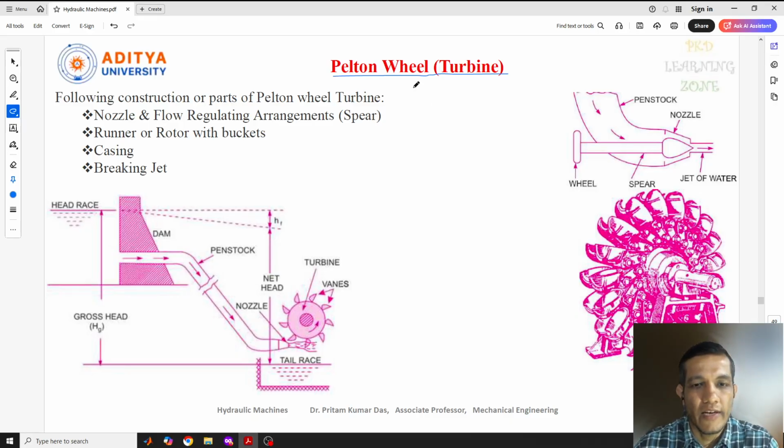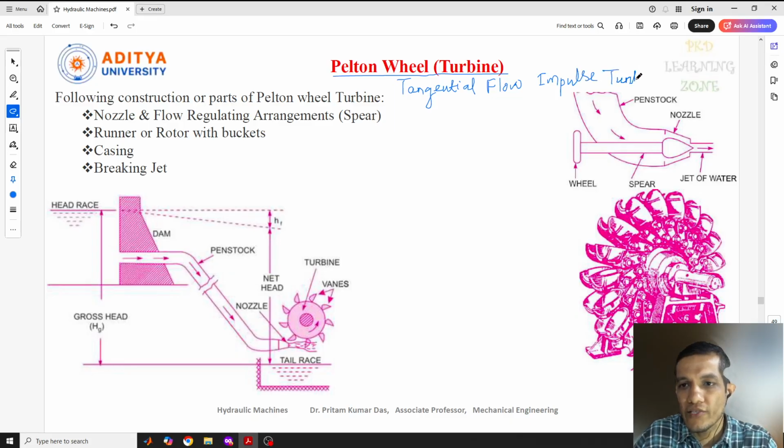Based on the previous lecture, I can say this Pelton wheel turbine is a kind of tangential flow impulse turbine. Tangential flow impulse turbine.